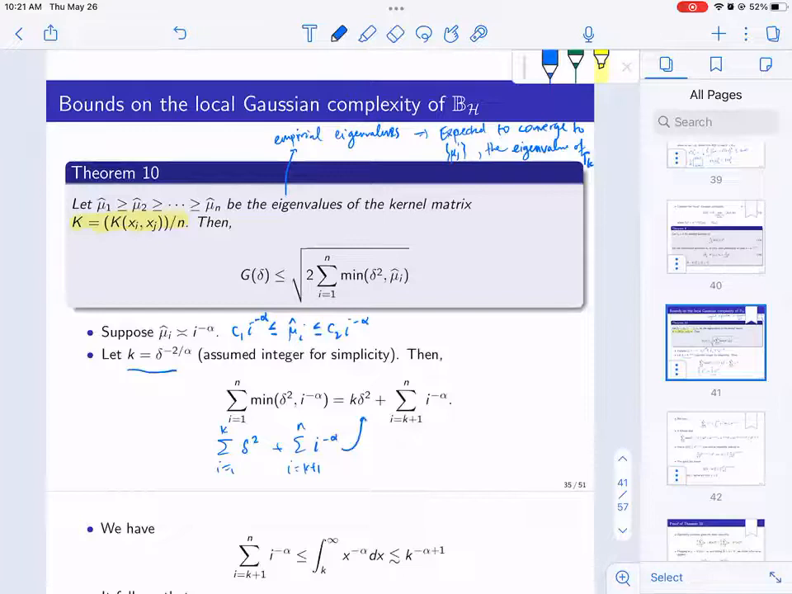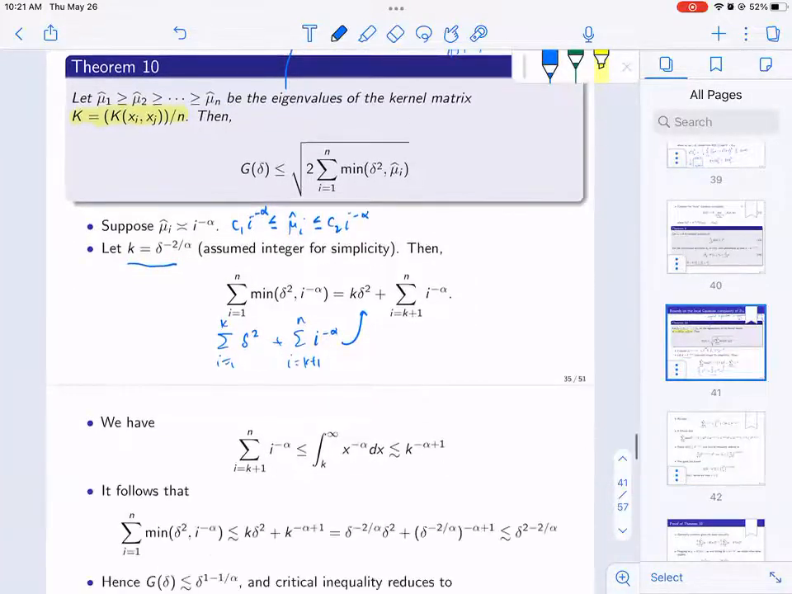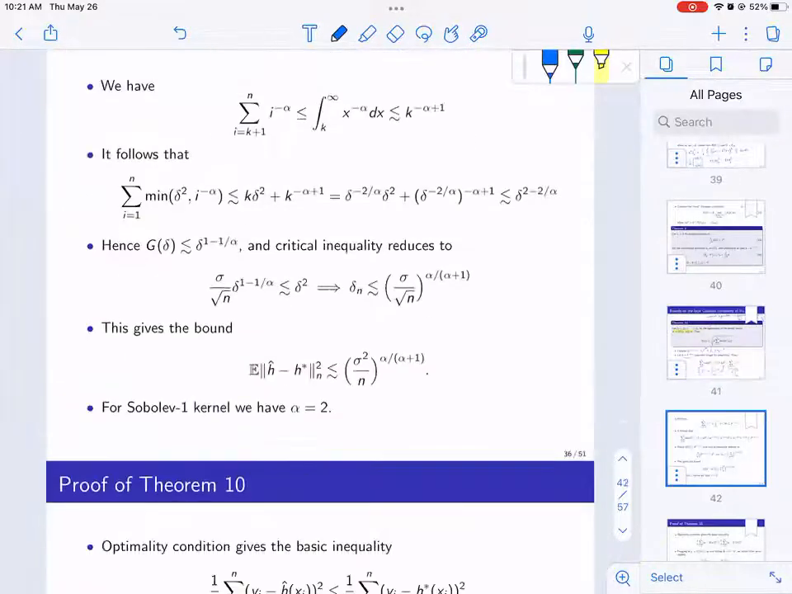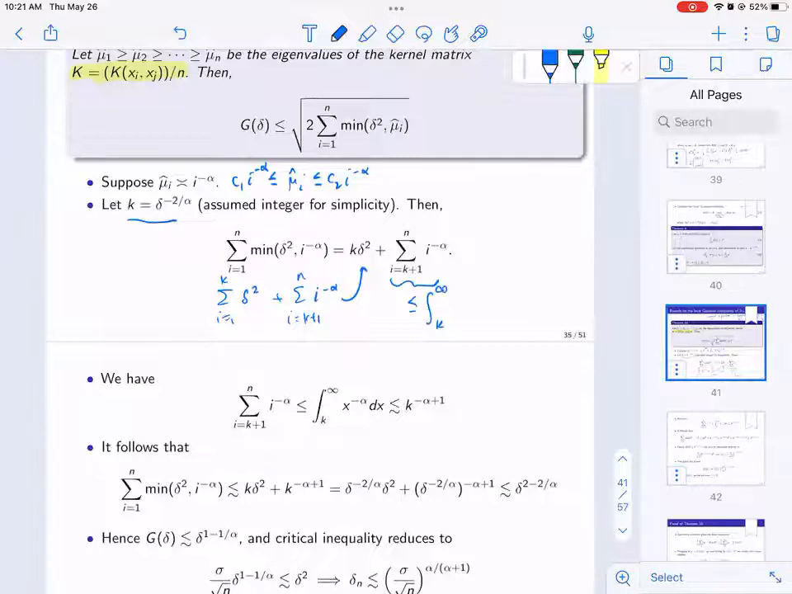K delta squared plus that. Okay, then this term can be bounded by 2 constants. Actually, it can be bounded exactly, I believe, by the sum over k from 1 to n. Let's do it to infinity. X to the negative alpha dx.